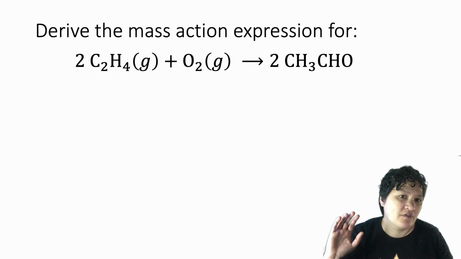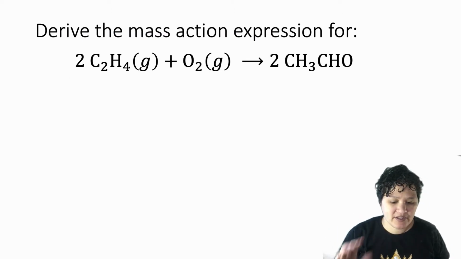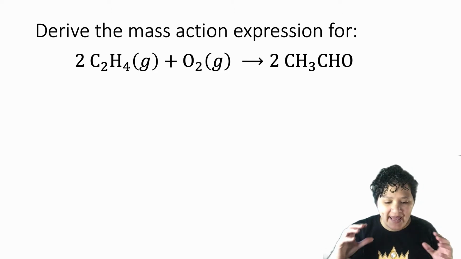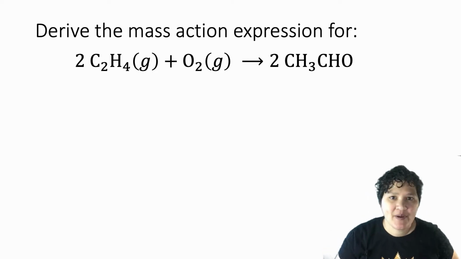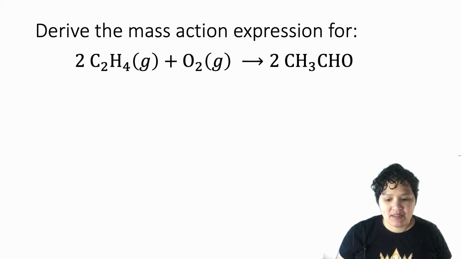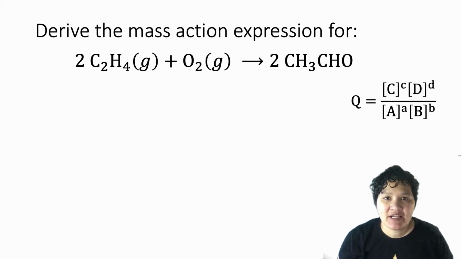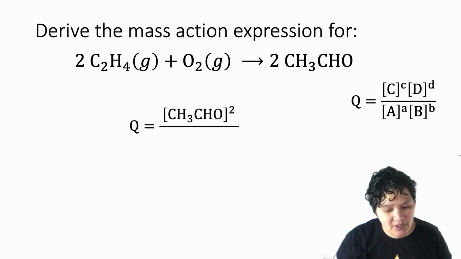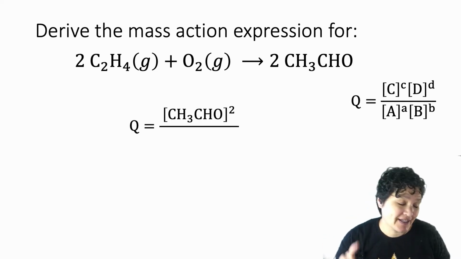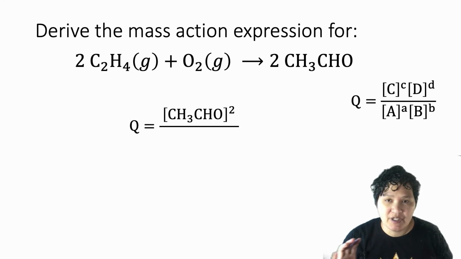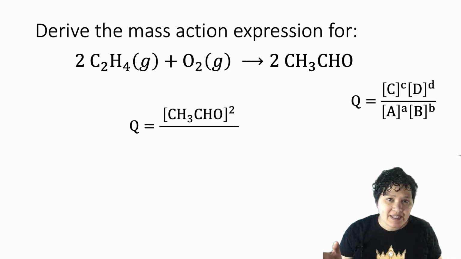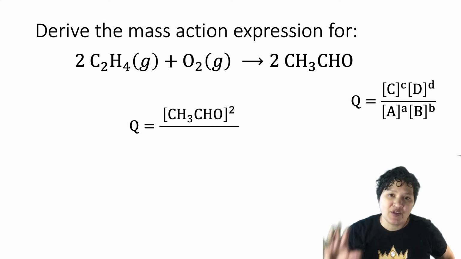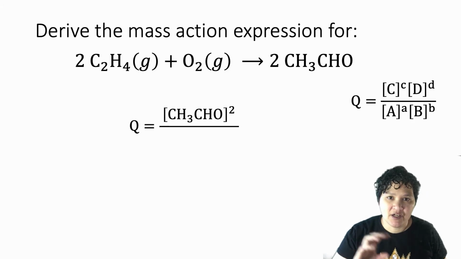For example, here is a balanced chemical reaction where we have two ethenes plus oxygen making two acetaldehydes. And to write the mass action expression, remember the products go on top. So let's start with our products. We have acetaldehyde as our only product. So we're going to put that concentration raised to the second power because that has a coefficient of 2 in the balanced equation. And then on the bottom, we're going to put the concentrations of our reactants.